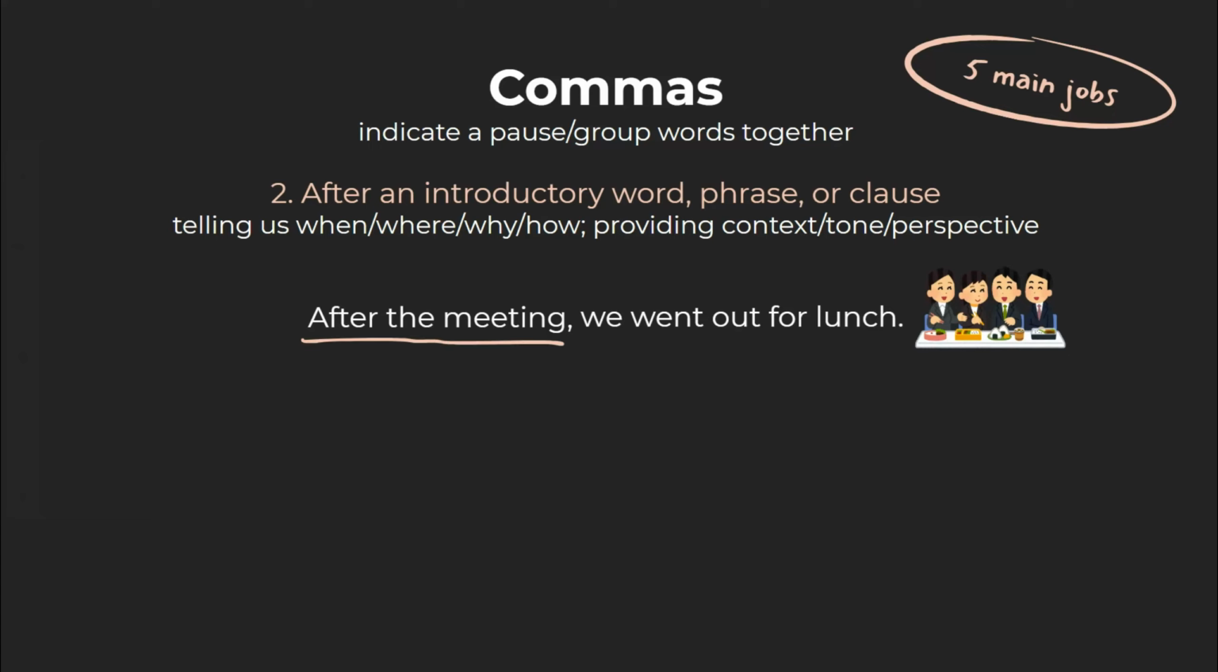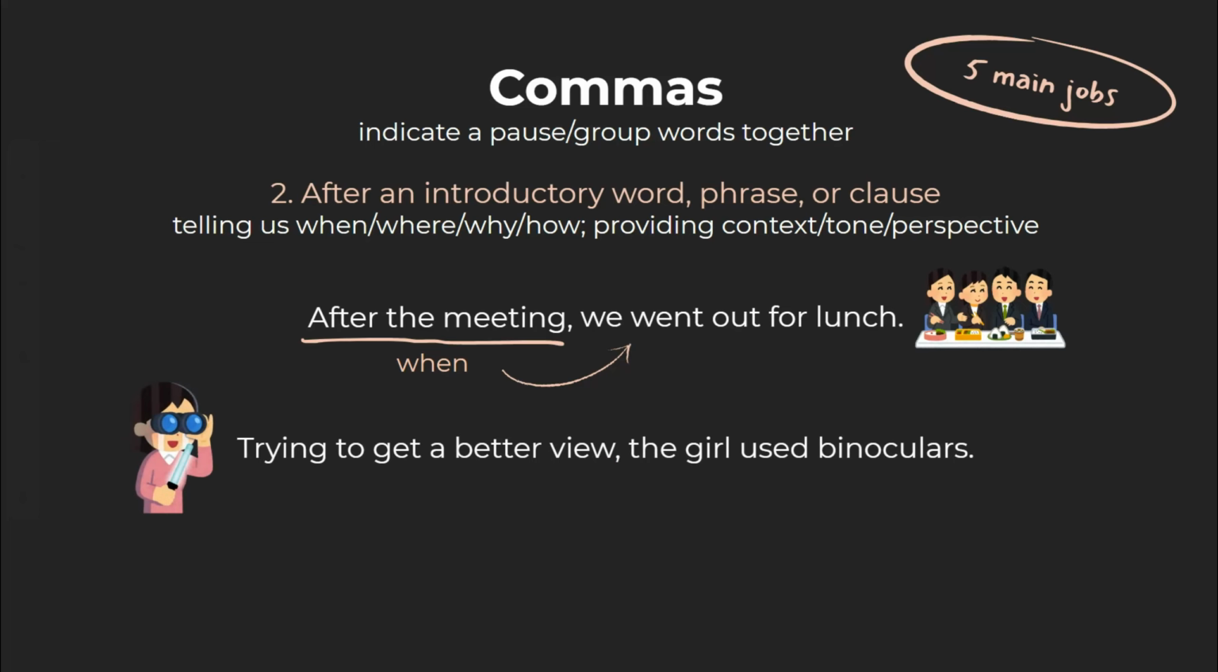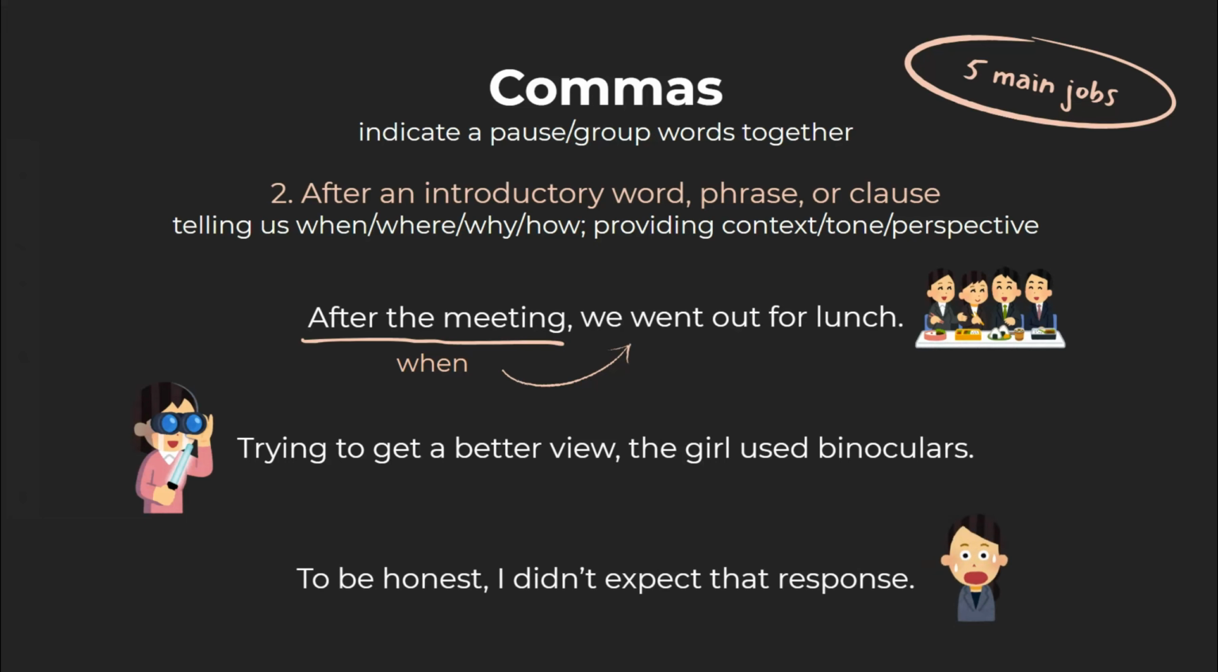"After the meeting" tells us when the action in this sentence, going out for lunch, is happening, and therefore it needs to be separated from the main clause by a comma. Other examples include, "Trying to get a better view, the girl used binoculars," and, "To be honest, I didn't expect that response." "Trying to get a better view" tells us why the girl is using binoculars, and "to be honest" tells us the perspective of the speaker.